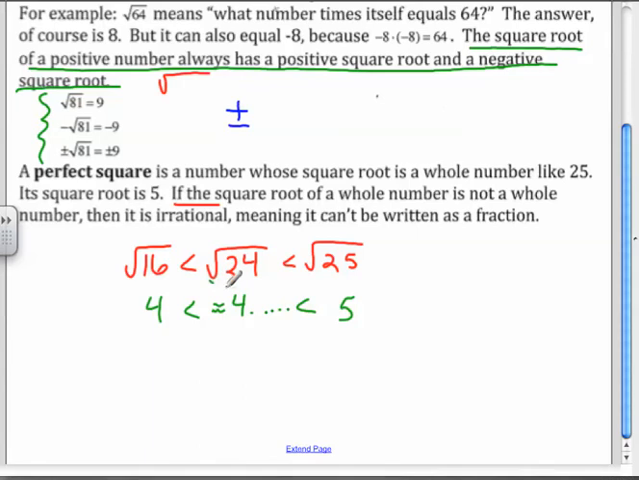And this number, because it doesn't come out to a whole number, its value cannot be represented as a fraction. That means that I cannot take an integer and divide it by an integer and get the square root of 24. The square root of 24 is sort of like pi. It goes on forever and ever, and it never repeats. So I can't just take its decimal form and turn it into a fraction, because its decimal form never ends and it never repeats. It's irrational. Okay?